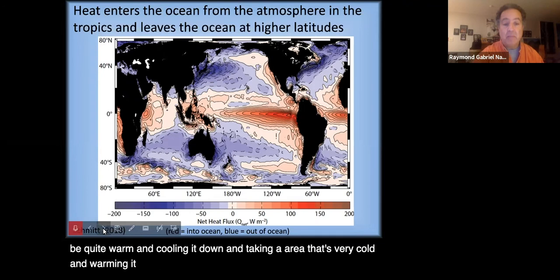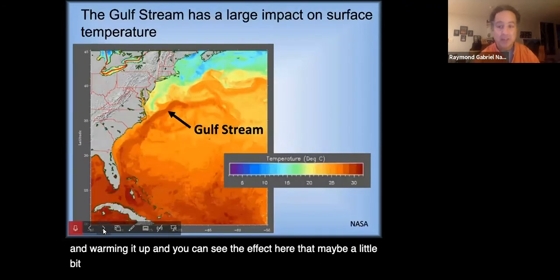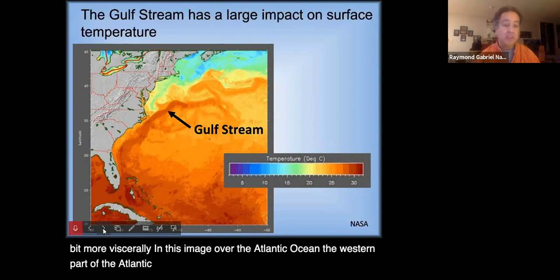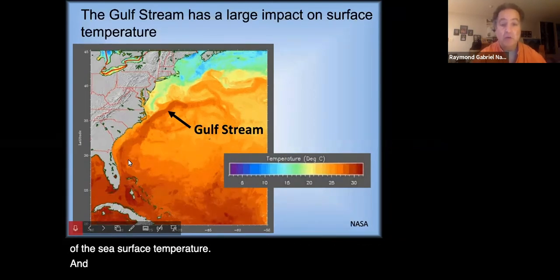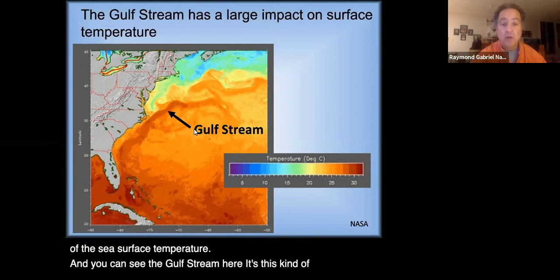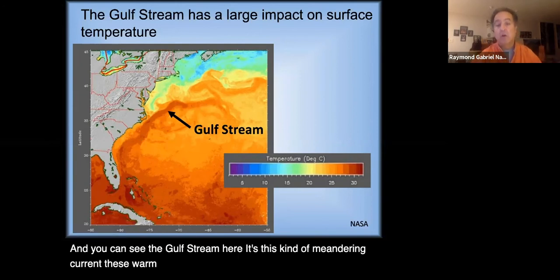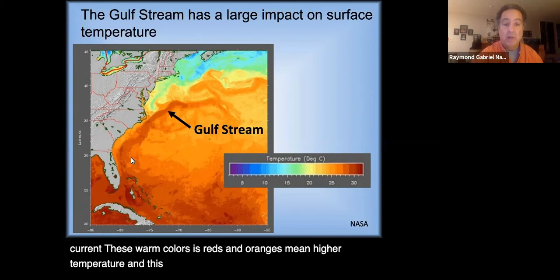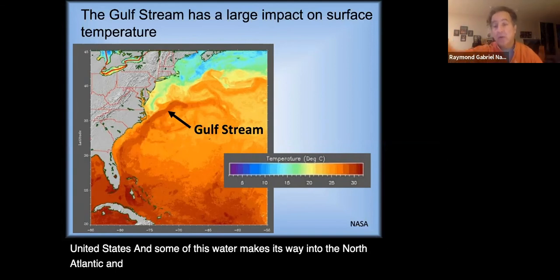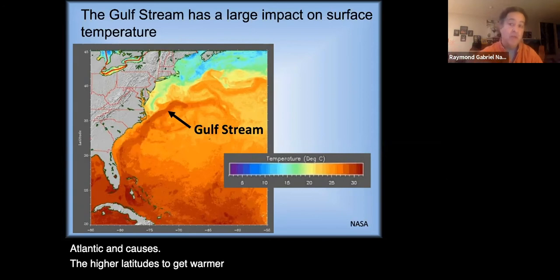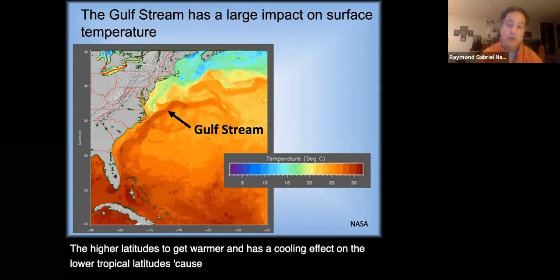And you can see the effect here maybe a little bit more viscerally in this image over the western part of the Atlantic Ocean, of the Gulf Stream. This is a satellite image of the sea surface temperature. And you can see the Gulf Stream here. It's this kind of meandering current. These warm colors, these reds and oranges, mean higher temperature. And this current comes up the east coast of the United States, and some of this water makes its way into the North Atlantic and causes the higher latitudes to get warmer, and has a cooling effect on the lower tropical latitudes because it's carrying that warm water poleward.